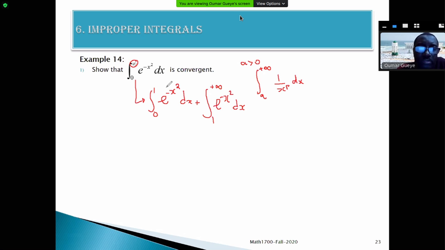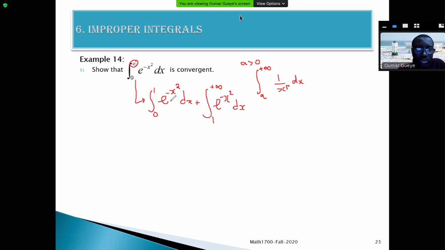What is the domain of this function? You guys can tell me, please. e to the power minus x squared. What is the domain? What is the domain of an exponential function? You did it in 1500. The domain is equal to all real numbers. As you can see, this is always defined, no matter what x is. So it means this is not an improper integral. It's in fact a definite integral, always defined.